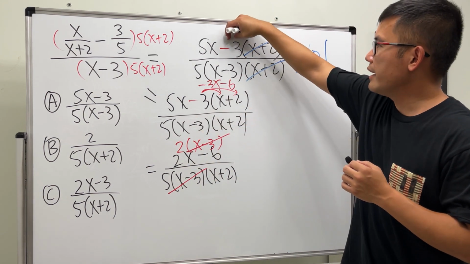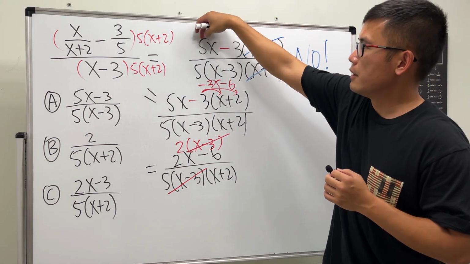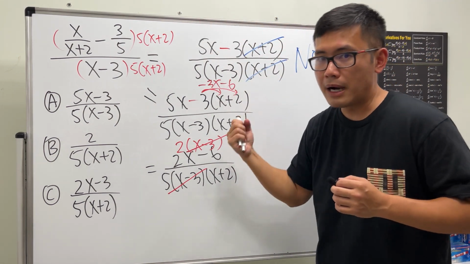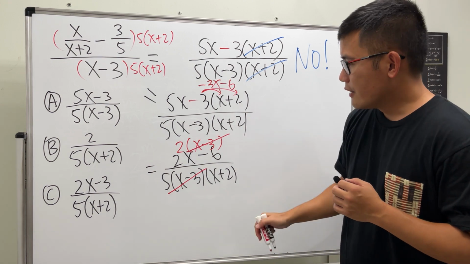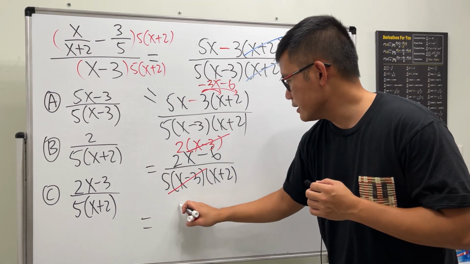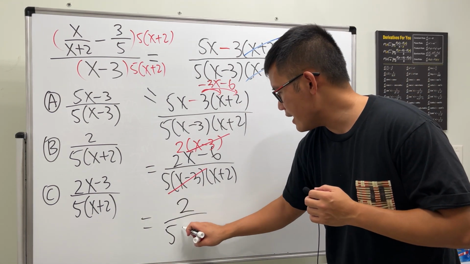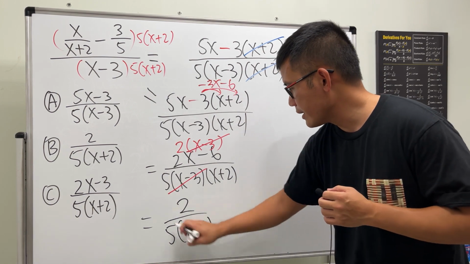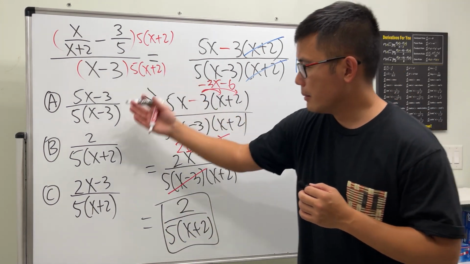Earlier it was negative 3 times this, but there's a 5x at the front waiting for you to combine, right? So the final answer, the correct answer, is 2 over 5 parentheses x plus 2. So answer choice B.